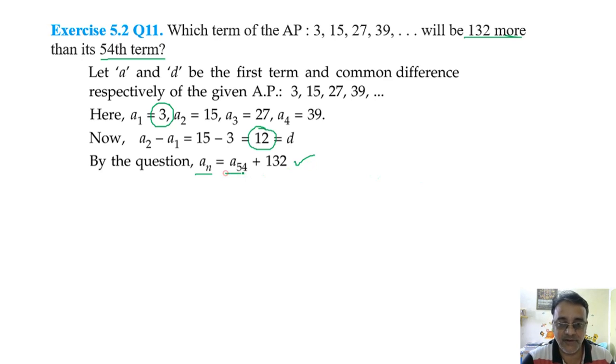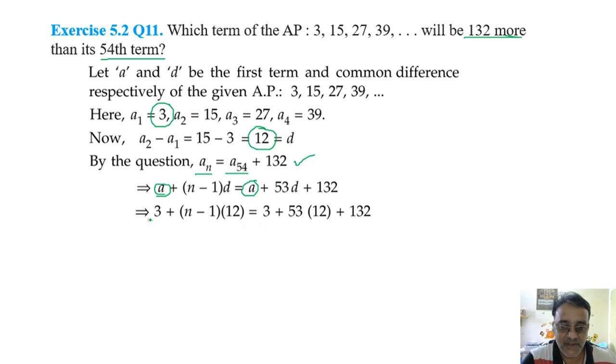And a54? A plus 53D. Very good. So we'll substitute all the values. Now here we can eliminate A from both sides. Is this clear? Because the sign of both is the same. So either we substitute and eliminate, or if you eliminate A from both sides.